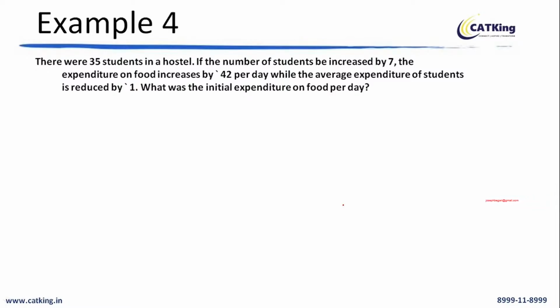Okay. So there are 35 students in a hostel. If the number of students increased by 7, expenditure on the food increases by 42 per day, while the average expenditure of students is reduced by 1. What was the initial expenditure on food per day?